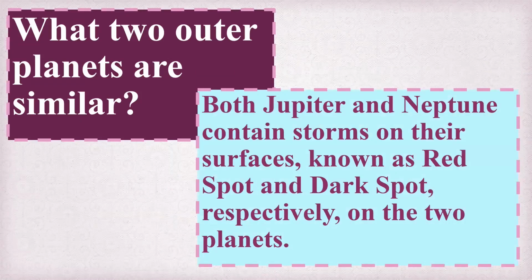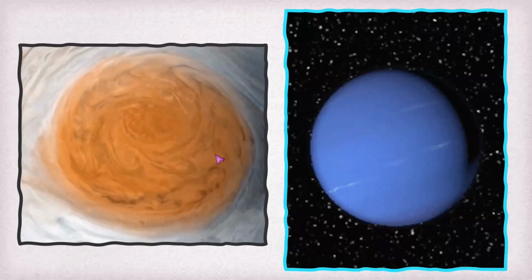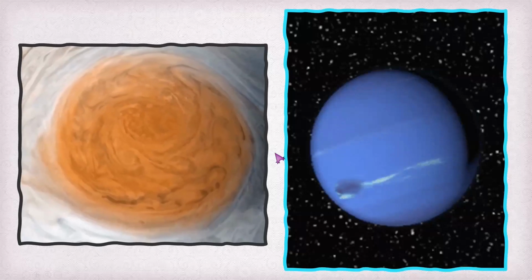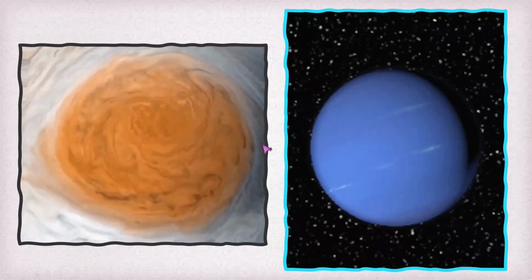So, what are the two planets that are similar? In that case, Jupiter and Neptune contain storms on their surfaces. They are known as the Great Red Spot and the Great Dark Spot, respectively. So, this is for Jupiter, and this one is for Neptune.